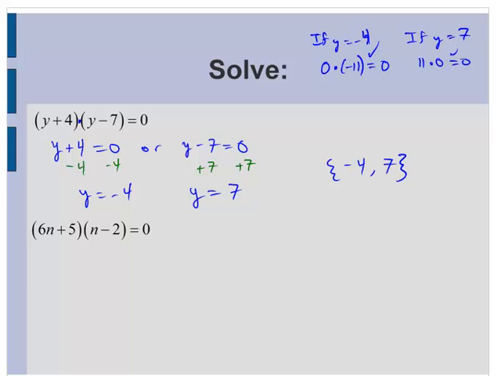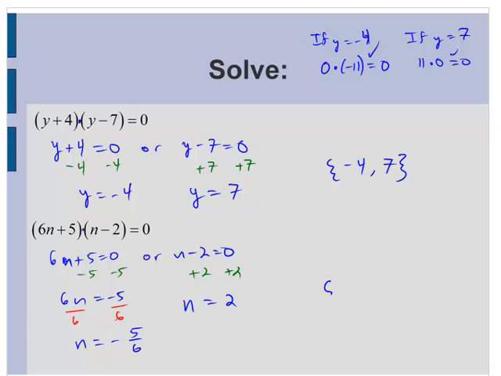So now, if you had 6n plus 5 times n minus 2 equals 0, then you have a product of numbers equal to 0. So 6n plus 5 equals 0, or n minus 2 equals 0. Alright, so if 6n plus 5 equals 0, we would subtract 5. And 6n equals negative 5. And dividing by 6, n equals negative 5/6. And if n minus 2 equals 0, then adding 2, n equals 2. So the solution set would contain negative 5/6 and 2.